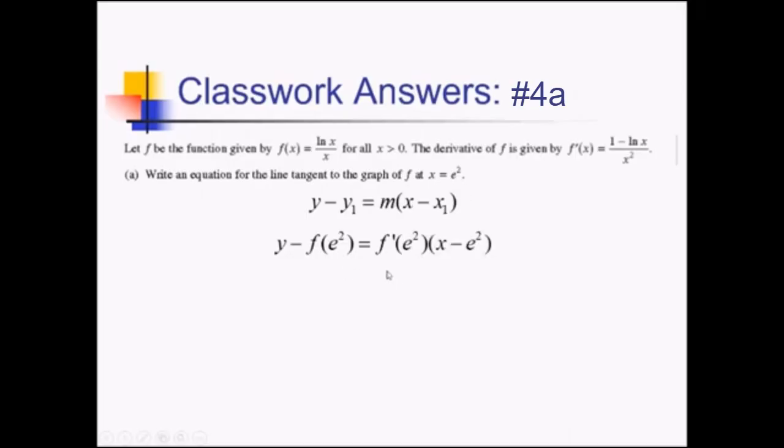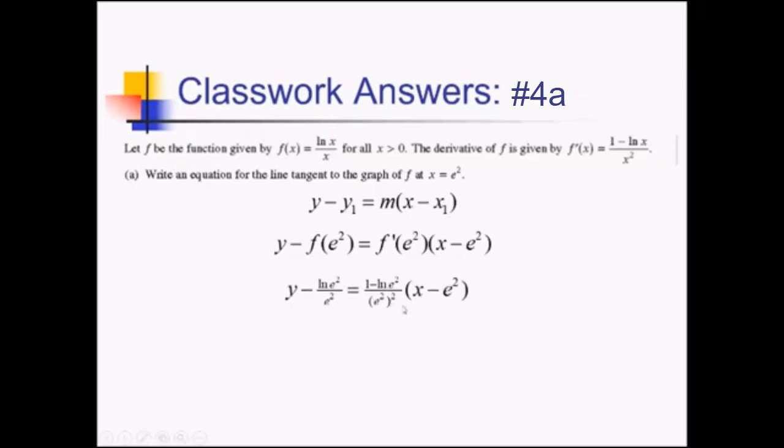All right, I'm going to go a little further now. Because I know what f does, it takes the ln and divides by the number that you plug in. So this is going to be y minus ln of e squared over e squared. F prime of e squared, just plugging that in here, that's 1 minus ln of e squared over e squared squared. And then finally, we still have x minus e squared. These are all considered constants.